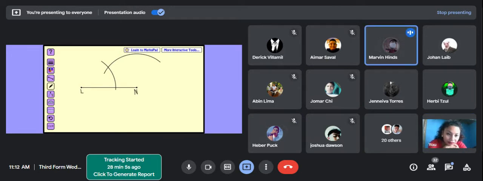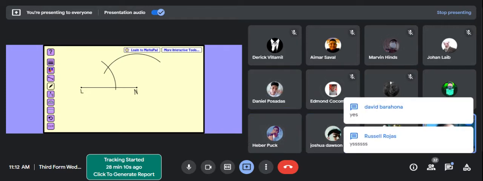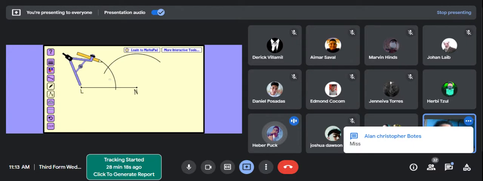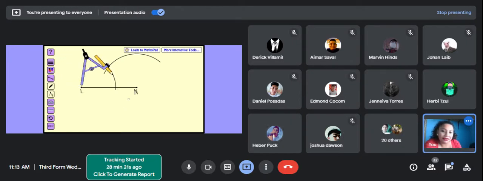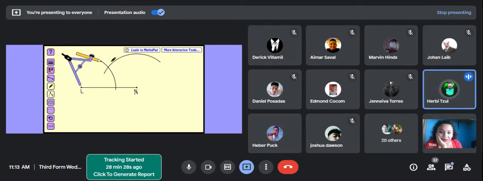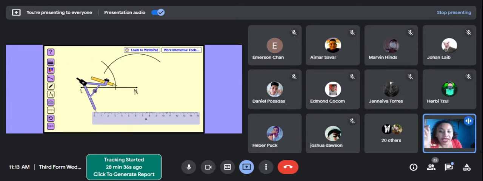Where does your pointer have to go, Miss? Your pointer has to be on L, and then you draw an arc like that. See? Yes, but my line is so far, Miss. Let me see. The other arc doesn't reach. So if it does not touch, that means you have to use your ruler again, measure 5.2 again, and then come and make your arc bigger.